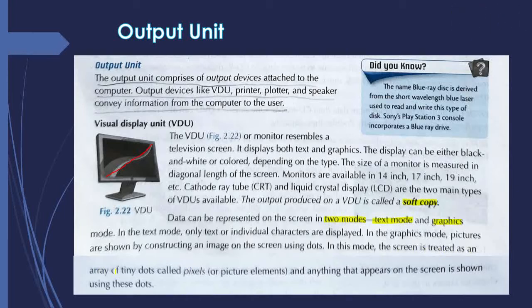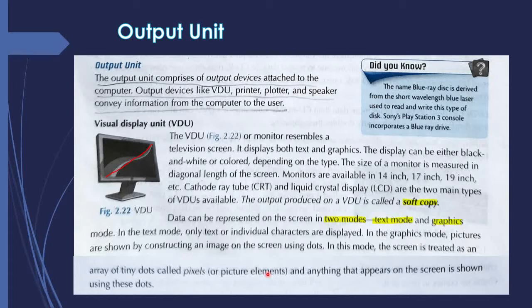an array of tiny dots called pixels, or picture elements. And anything that appears on the screen is shown using these dots. So text will show individual characters, and in graphics, pictures will be shown using dots, picture elements. By following the dots you can identify the graphics.